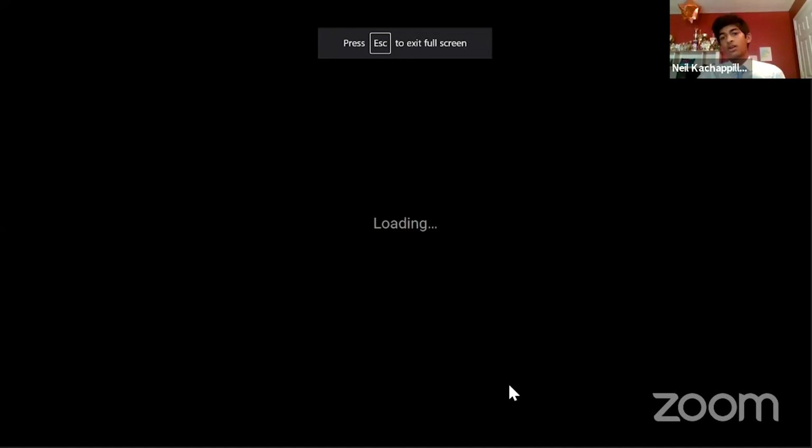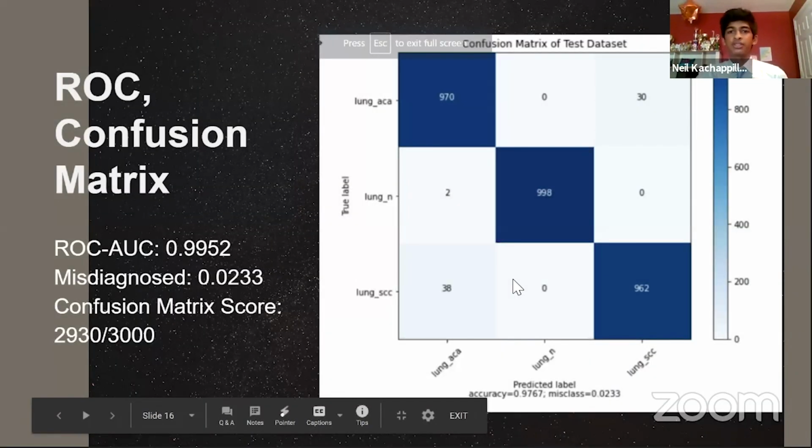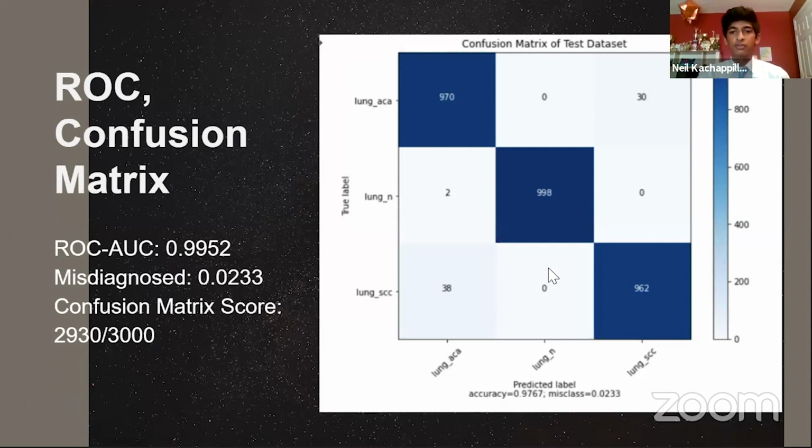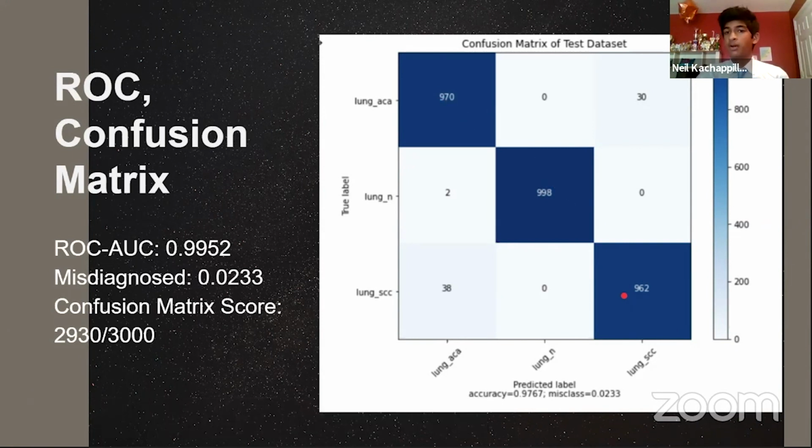Now, to see our results on a larger test image set. So we tested this model on 3,000 images, and here are our results. On the right side here, you can see a confusion matrix. The objective of this is to maximize the diagonal from the top left to the bottom right. And so in this case, we want to make it as blue as possible. And clearly you can see we did a pretty good job of that.